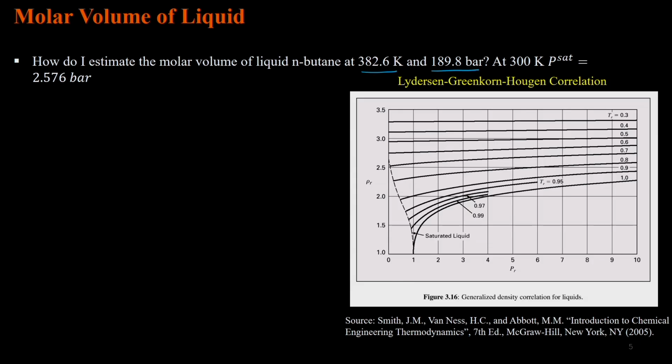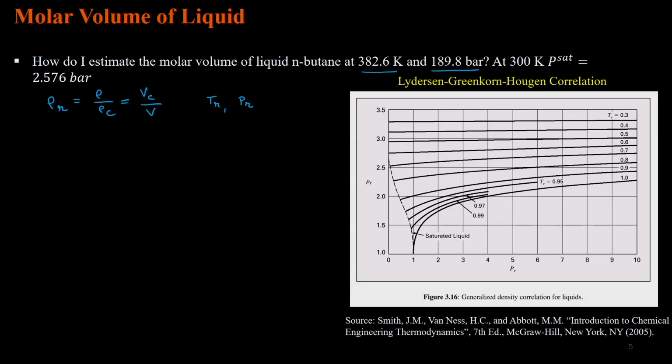In this scenario, we are given a correlation for the reduced density, which is essentially density over the critical density, or in terms of volume it is Vc over V. This is given as a function of Tr and Pr. So if we think about it, it's a two-parameter theorem of corresponding states, right? We have two parameters, Tr and Pr, which determine what the reduced density is. So we can use this equation straight away, right?